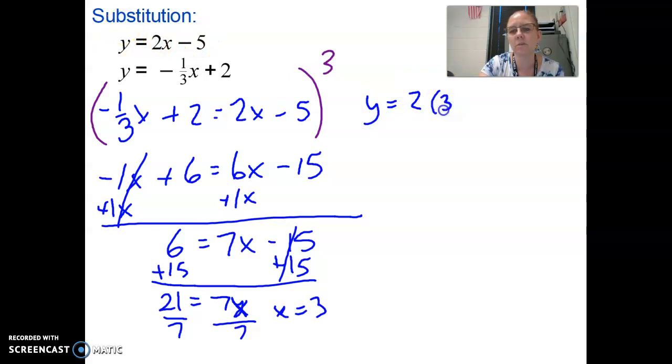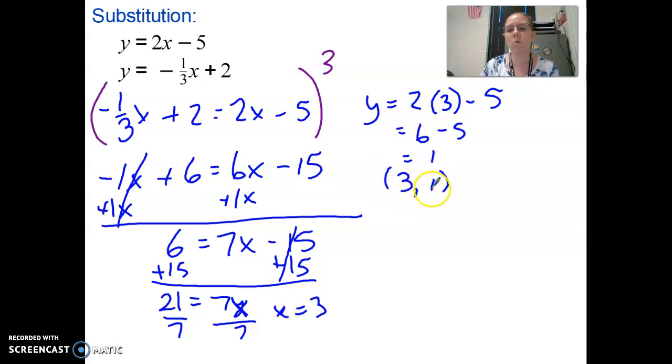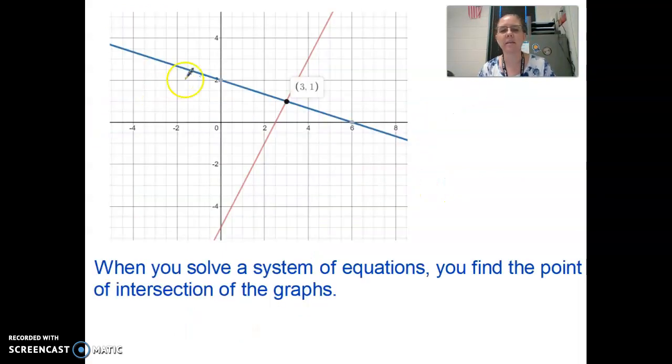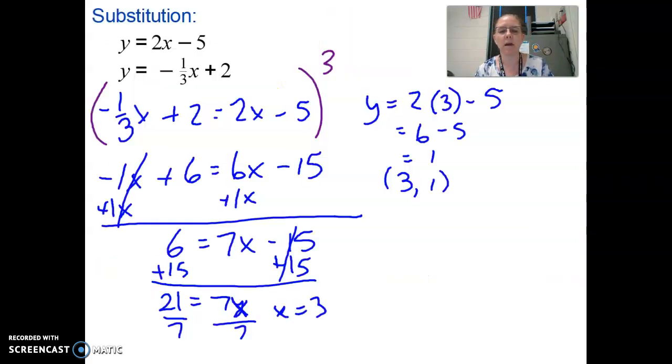So I'll substitute in 3 for x. 2 times 3 is 6. 6 minus 5 is 1. So the answer to my system of equations is the point 3 comma 1. That's actually the system that I graphed on this slide. The two lines crossed right there at the point 3 comma 1.